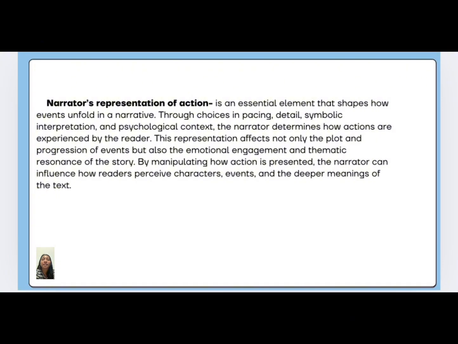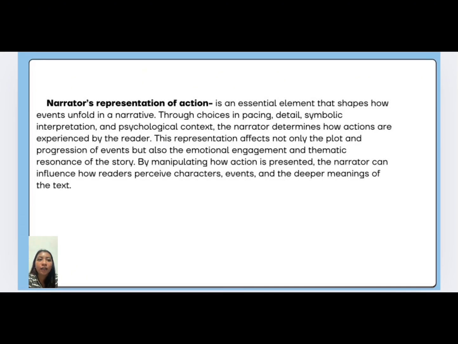The way action is narrated has a direct impact on the pacing of the narrative, the level of detail provided, and the symbolic meaning that the action may carry. So the last technique, which is the representation of action by the narrator, is a powerful tool in shaping how events are perceived by the reader.